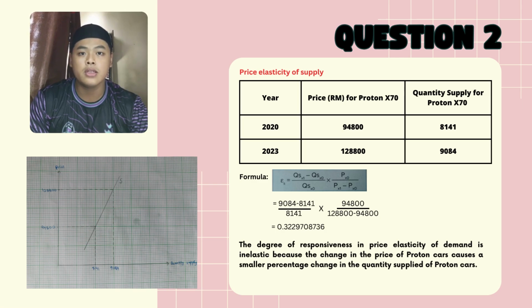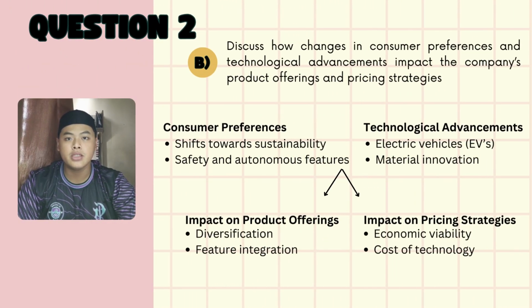Thus, we can conclude that the degree of responsiveness in the price elasticity of supply is inelastic because the change in the price of Proton cars causes a smaller percentage change in the quantity supplied of Proton cars. Question B. Discuss how change in consumer preference and technological advancements impact the company's product offerings and pricing strategies.